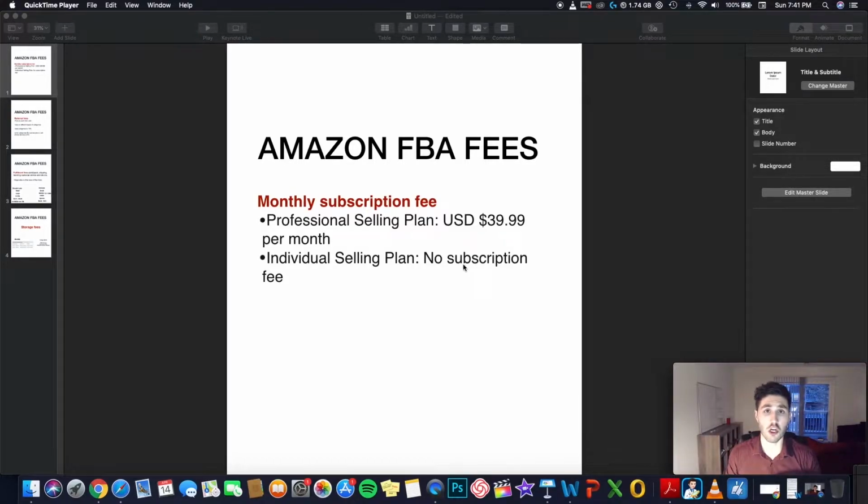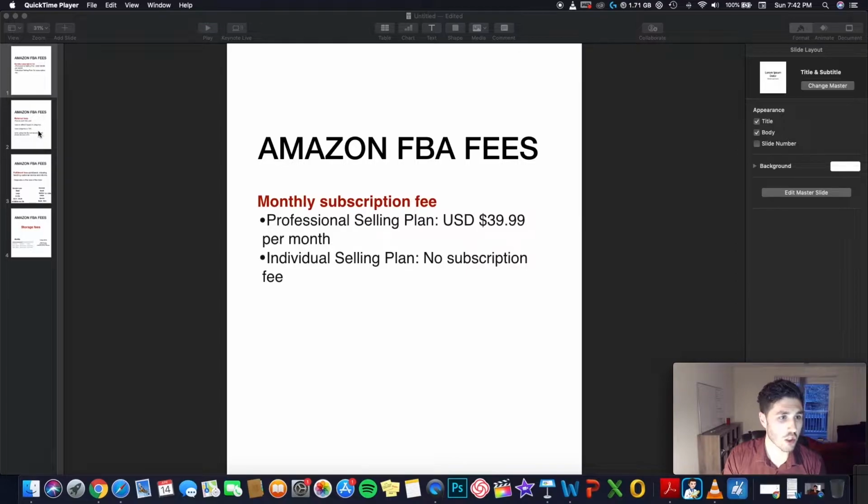I believe it's a pretty fair fee that Amazon charges you, because at the end of the day, they offer you a lot of technology. They offer you the Seller Central account, where you can have a pretty good overview of how your business is actually doing. These technologies are an expense for Amazon, so they somehow have to get this money back.